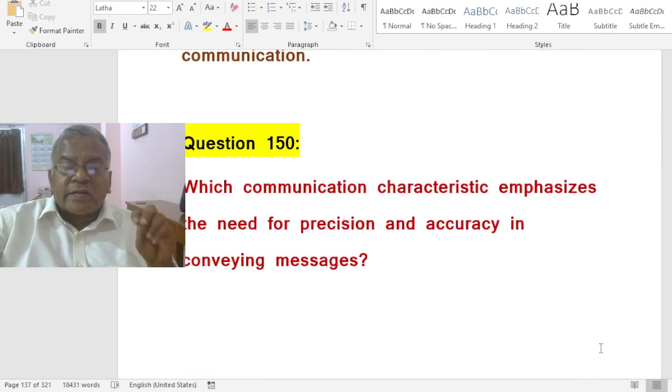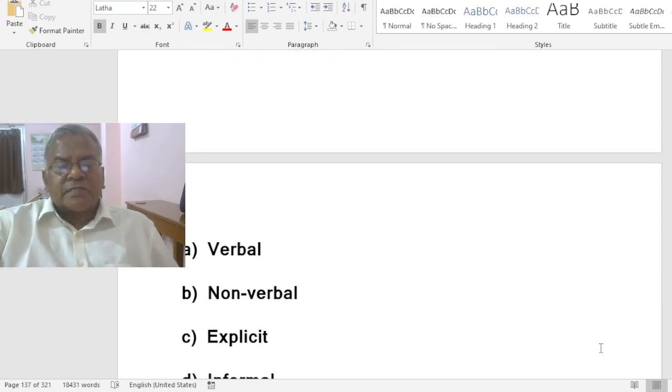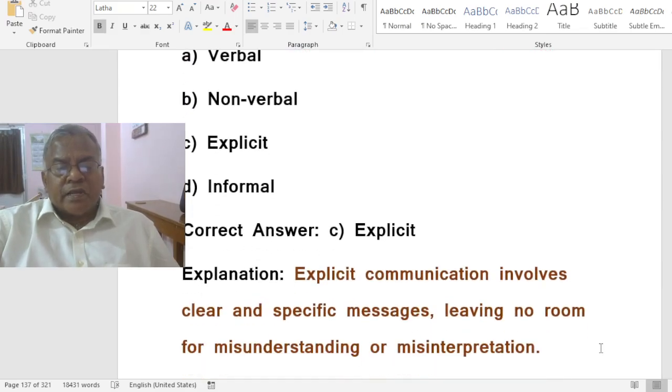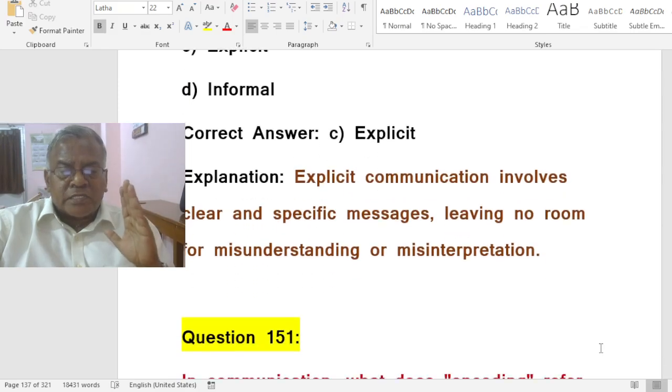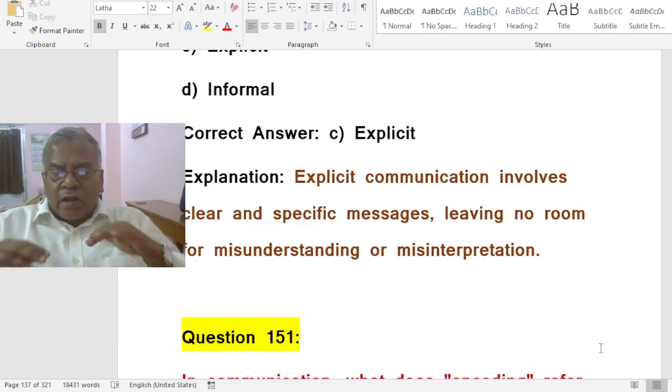Which communication characteristic emphasizes the need for precision and accuracy in conveying messages? A. Verbal. B. Non-verbal. C. Explicit. D. Informal. Explicit. Explicit communication involves clear and specific messages, leaving no room for misunderstanding and misinterpretation. Explicit communication means communicating in a detailed manner.